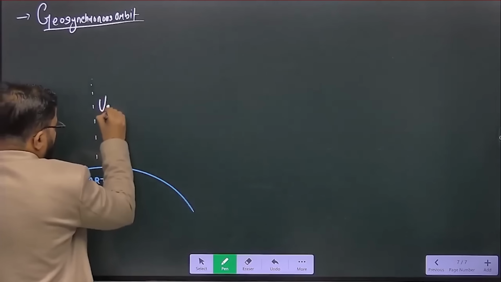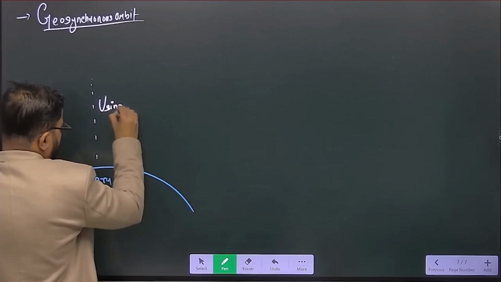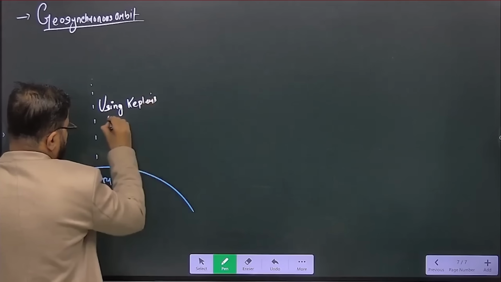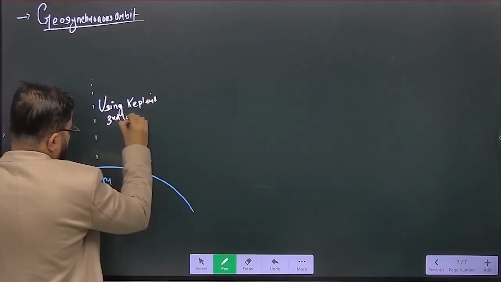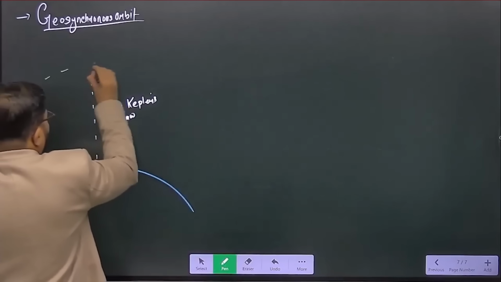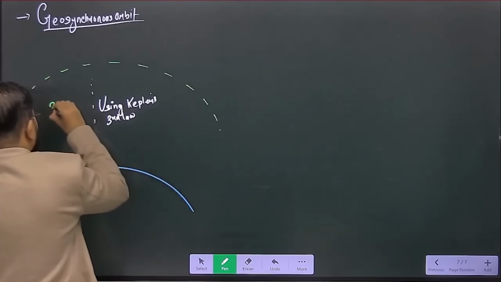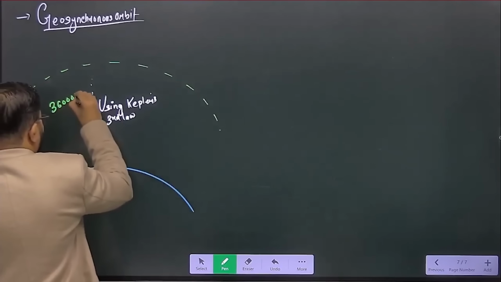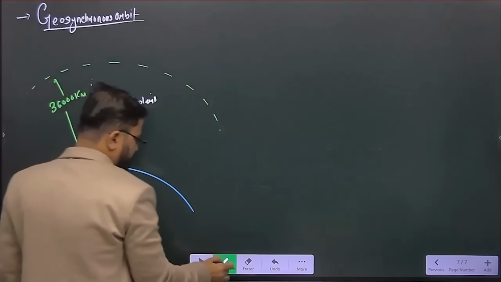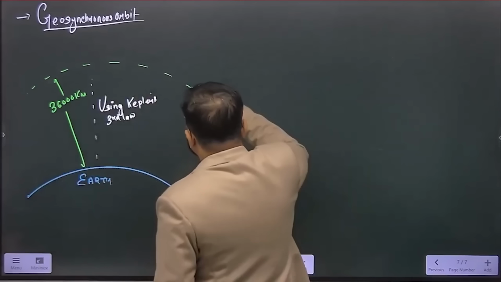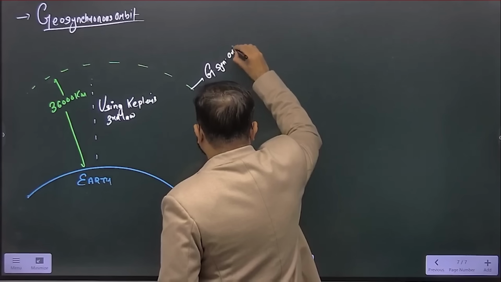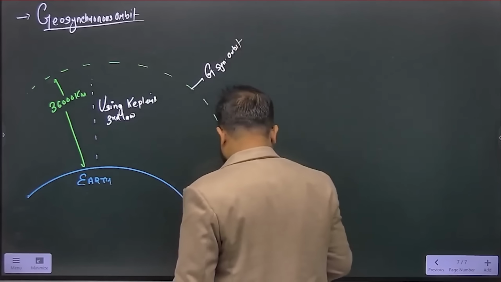Using Kepler's third law, it has been calculated that there exists an orbit at around 36,000 kilometers from the surface of the Earth. This particular orbit is called the geosynchronous orbit.